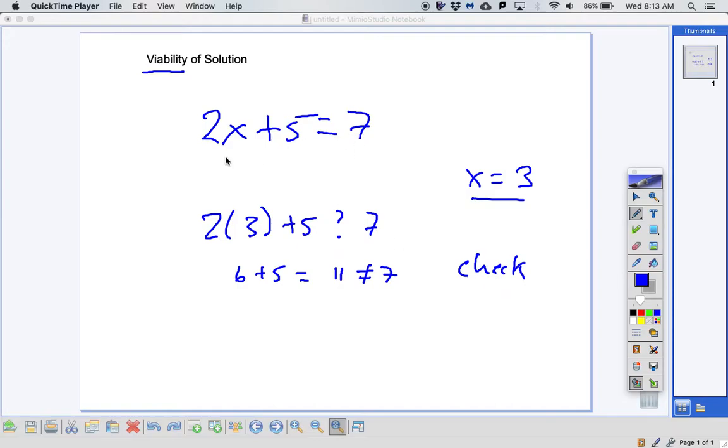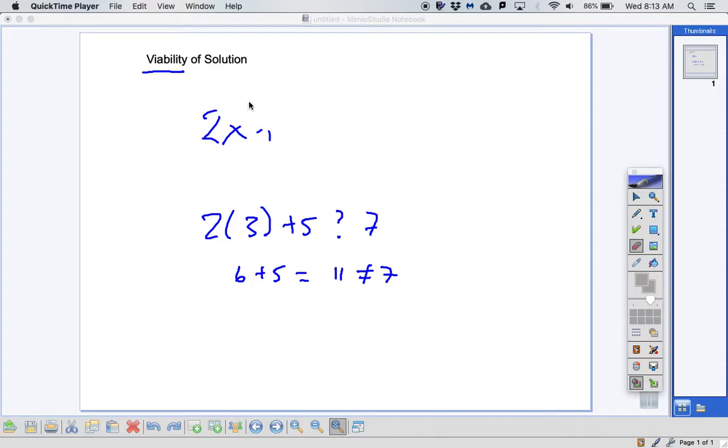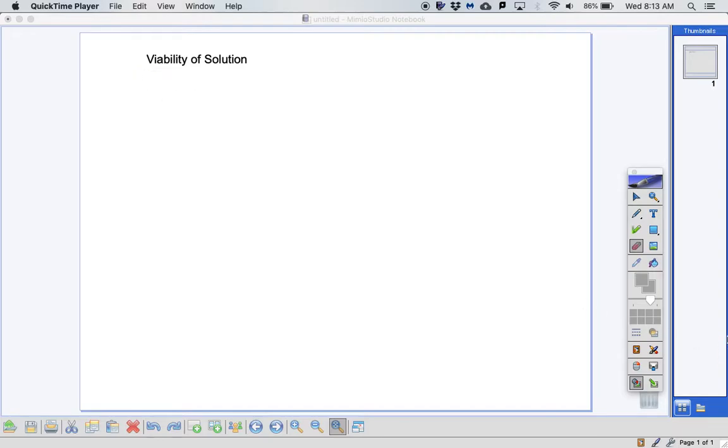And that is true no matter what the equation looks like. It's also true for systems, and it's true for inequalities. But viability can mean more than just check your solution and see if it works. So for instance, let's look at a system of equations.